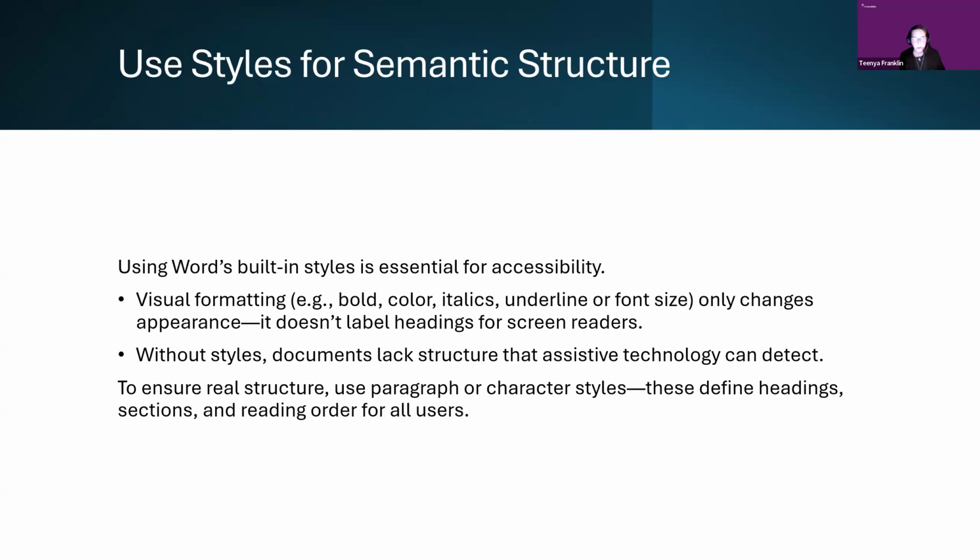So one of the first things you want to do is make sure that you're using Word's built-in styles for semantic structure. The visual formatting that you see on the ribbon next to the font section, bold, color, italics, only changes the appearance. It doesn't label headings for screen readers programmatically. And without those styles, the documents are going to lack structure that assistive technology can use.